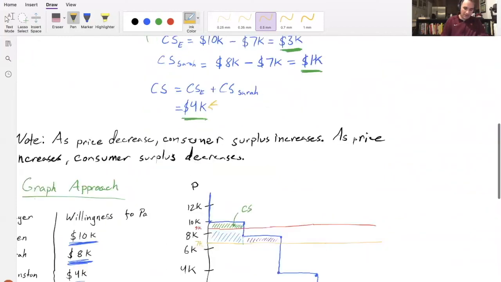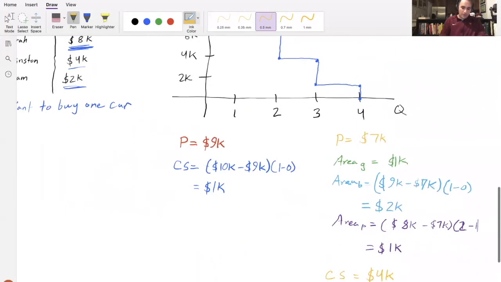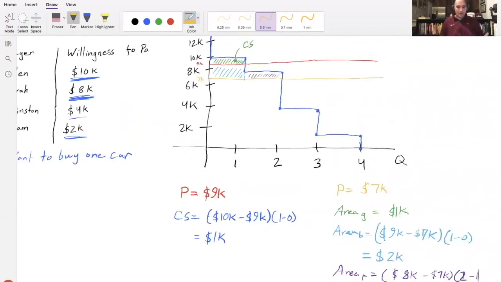When the price was 7,000. So we just have to compute the area under the demand curve above the horizontal price line. If you've taken calculus, this is something related to the integral. It pretty much just is an integral. Okay, so now let's get back to the graph for a second.